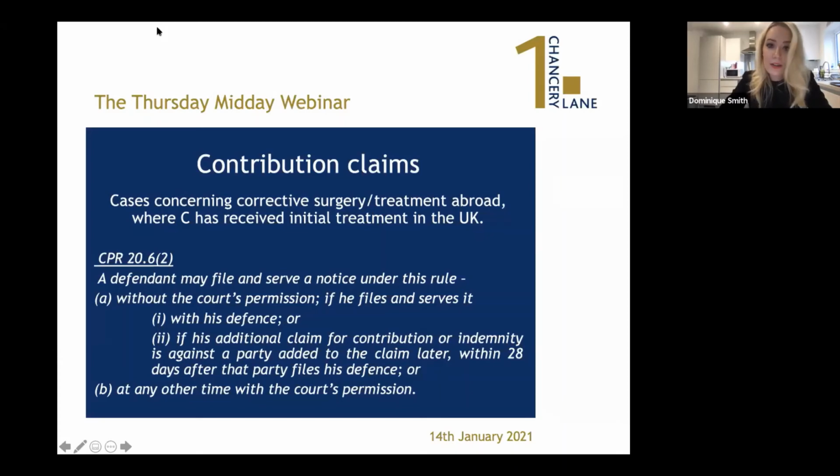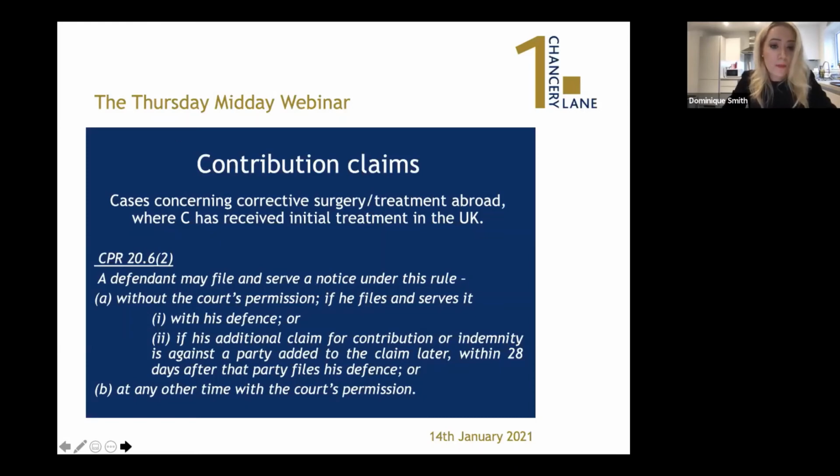You would need to look closely at CPR 20.6, which I've put on the slide for you, because the surgeon or clinic is probably unlikely to be a party to the proceedings. CPR 20.6(2) permits a defendant to file and serve a notice of contribution without the court's permission if you file and serve it with your defence, or if your additional claim for contribution or indemnity is against a party added to the claim later, within 28 days after that party files his defence, or alternatively at any other time with the court's permission.